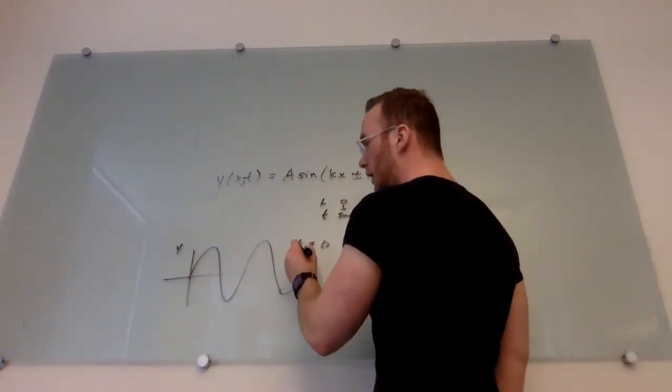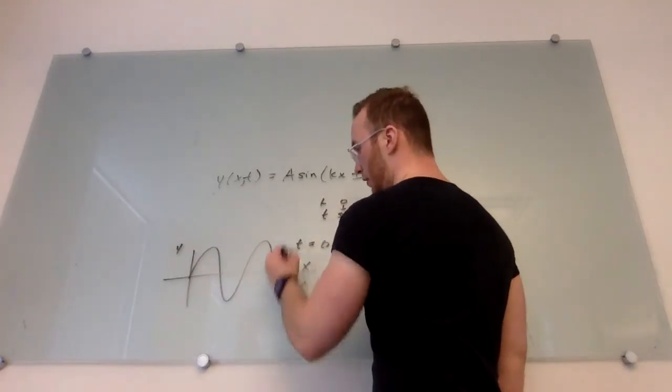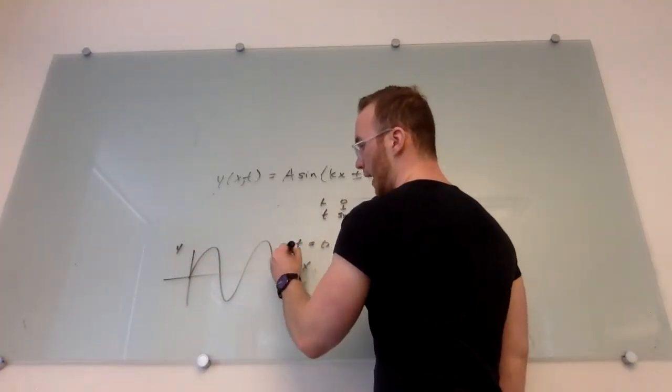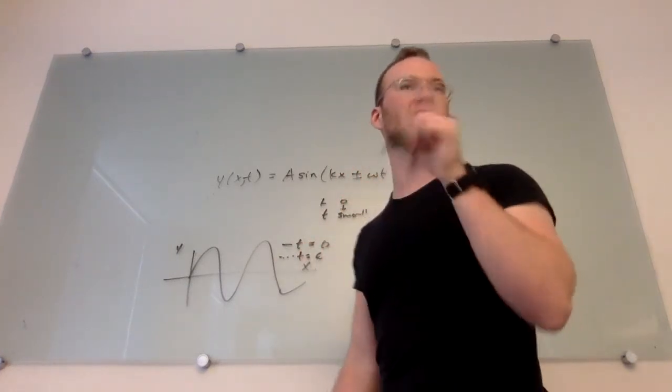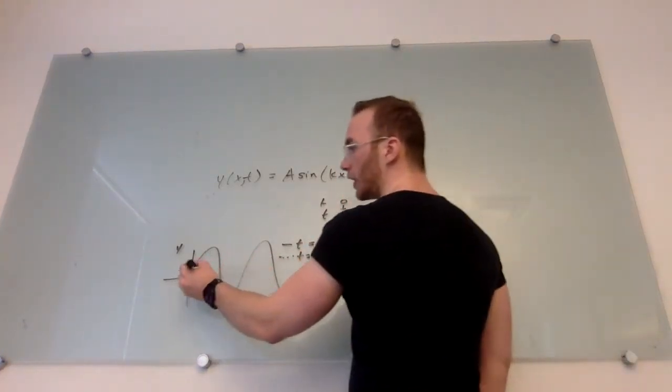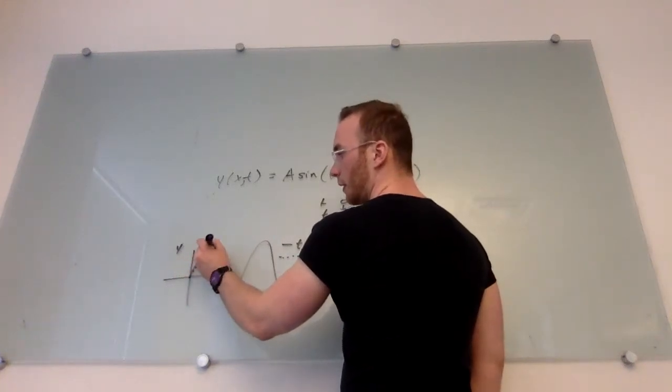Now, this line will be at t equals 0, and this dotted line will be at t equals epsilon. Epsilon just means a small number. So I'm just saying a little bit later. So a little bit later, we should have something like this, right?